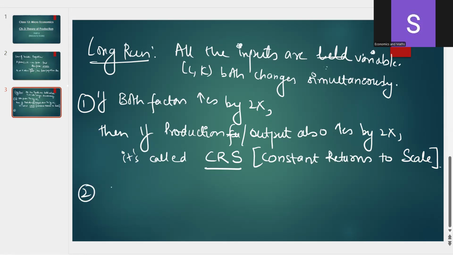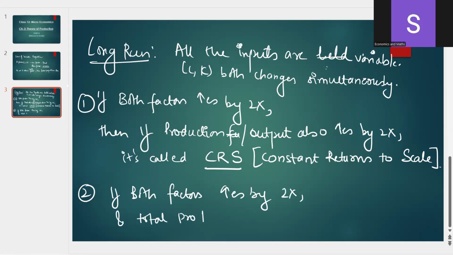Now, if both the factors increase by 2x and the new product that we get from using those factors increases by more than 2x, then it is called increasing returns to scale.